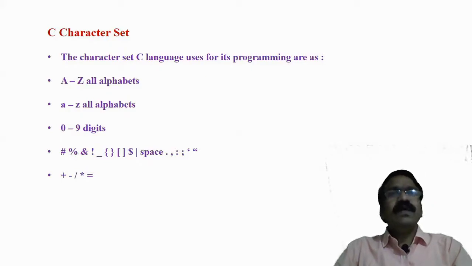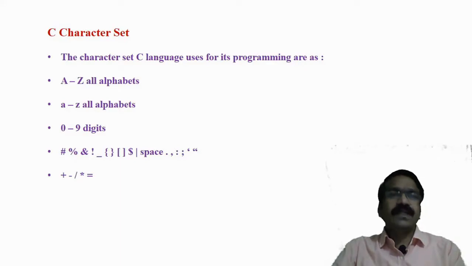In the same way, in the case of the C programming language, we have to be familiar with the character set. What kind of characters, alphabets, digits or symbols are used in C programming? Alphabets are used: all capital letters from A to Z, all small letters from a to z, digits from 0 to 9, and some special symbols are used.